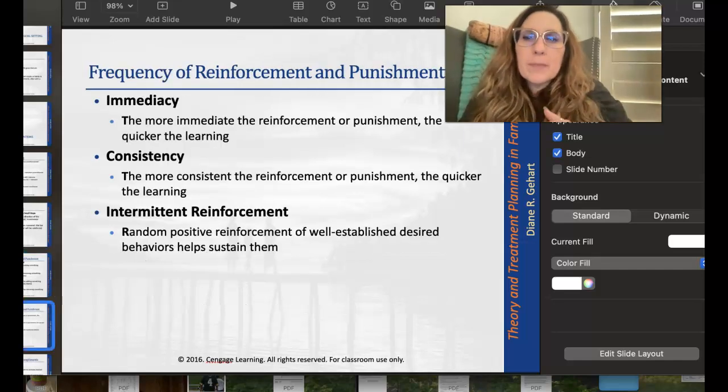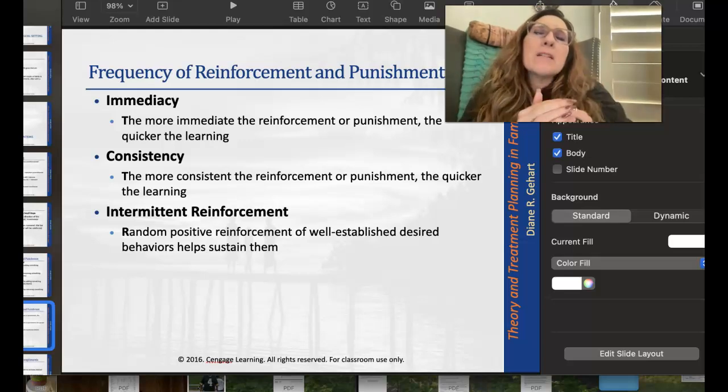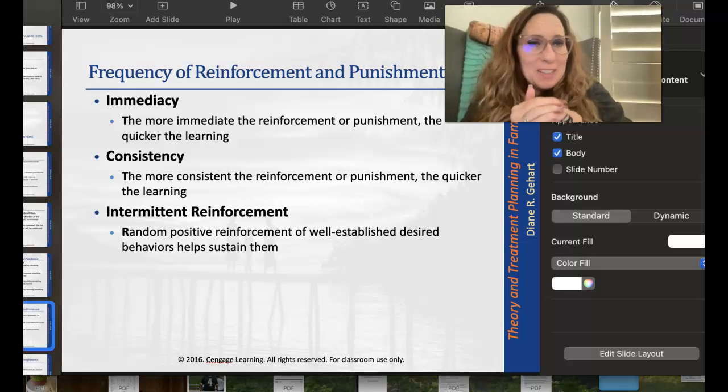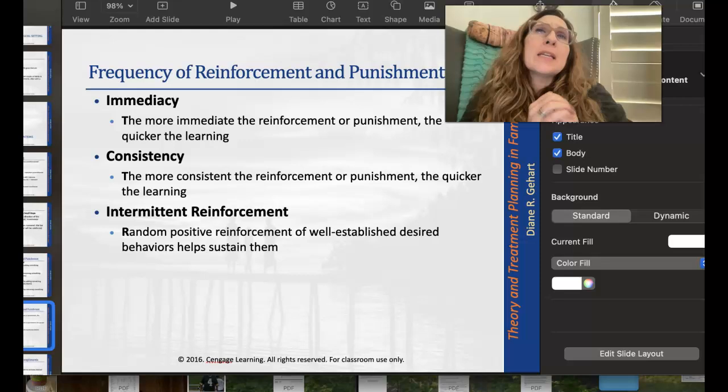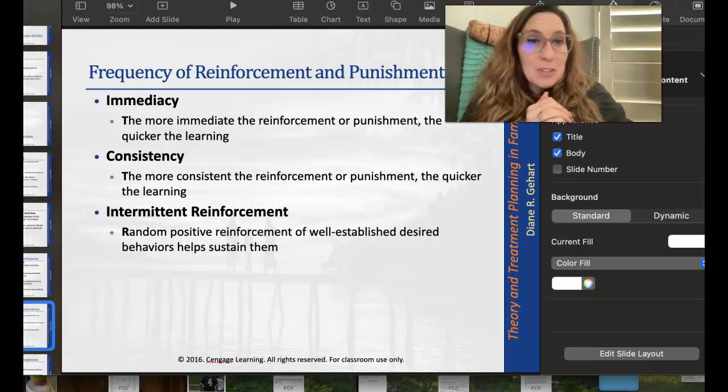Change behavior. Consistency: the more consistent the reinforcement or punishment, the quicker the learning. I would say with parenting, consistency is probably one of the most difficult things to do on a regular basis because it's so exhausting. However, it is so necessary to be consistent with our kids.